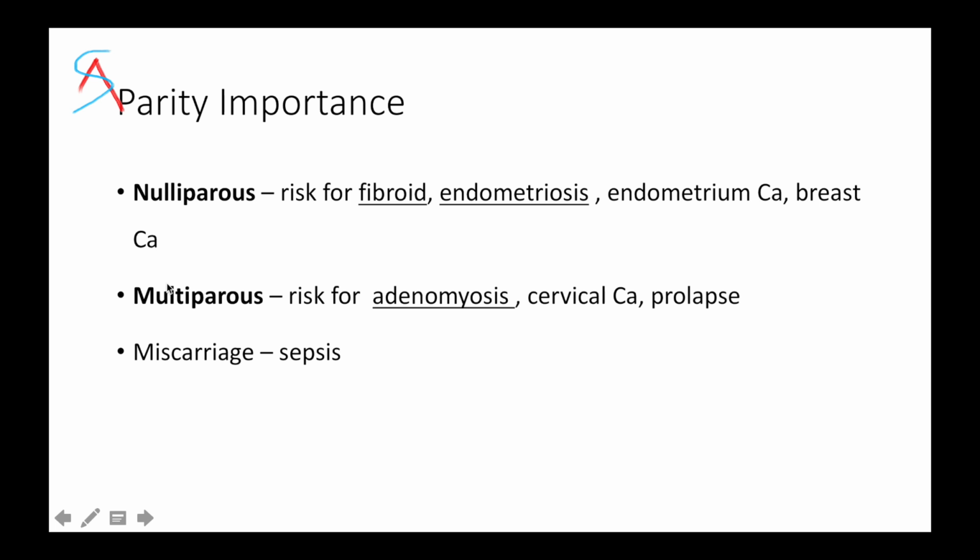The importance of parity is that if the patient is nulliparous, then fibroids are very common and endometriosis is very common, and if she's multiparous then she will have adenomyosis. Fibroid and adenomyosis have the same presentation, except that adenomyosis will be a tender and regular swelling in the abdomen, and fibroid would be a non-tender and irregular swelling. To differentiate the two, the best investigation of choice is MRI.